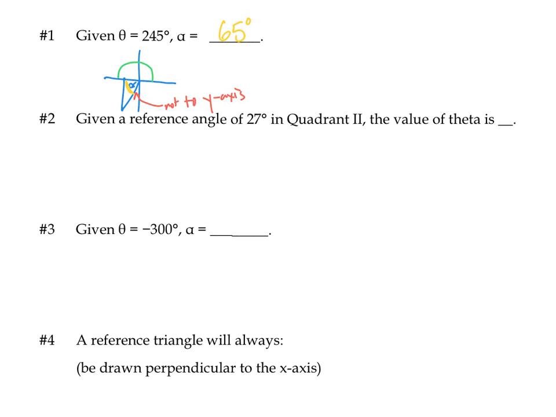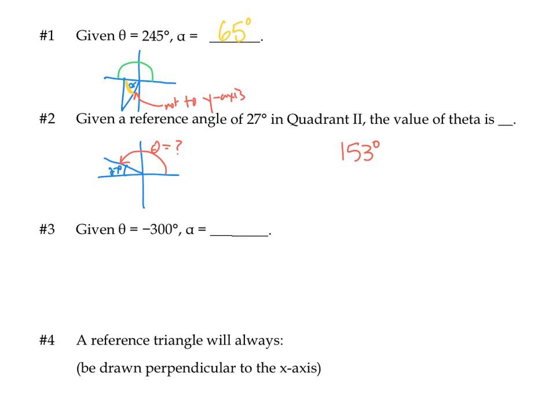Right? And given a reference angle of 27 degrees in quadrant 2. So a quick sketch here. So quadrant 2, reference angle 27 degrees. That's right there is 27 degrees. We want to find theta. So theta is going to be this angle going around to here. That's what we're trying to find. So in quadrant 2, the value of theta there with the reference angle of 27, we're going to do 180 minus 27, and that will tell us how much we have for theta, which is 153 degrees.